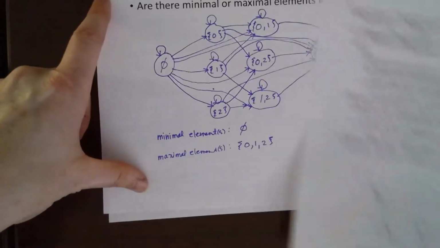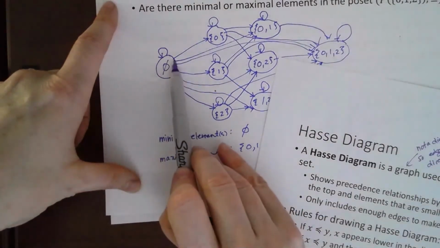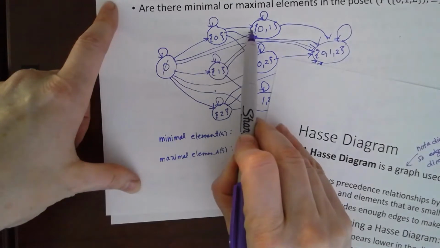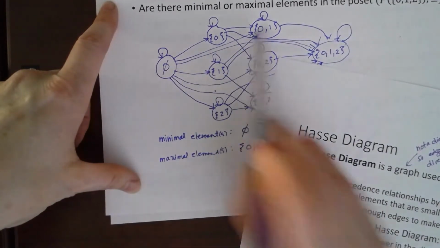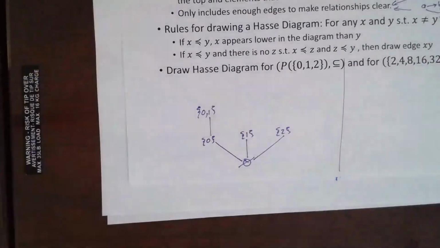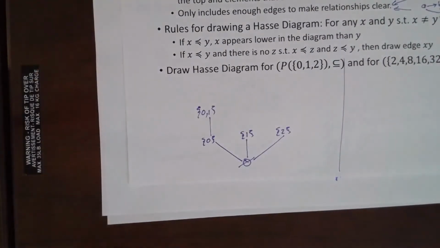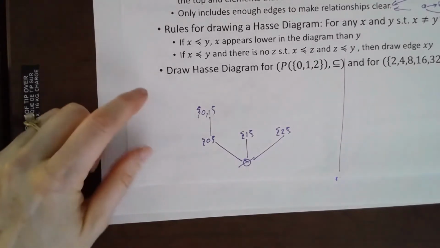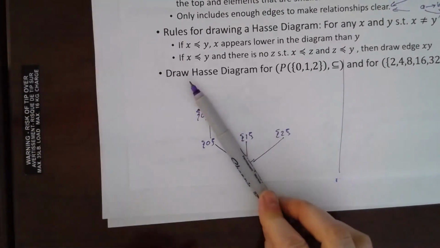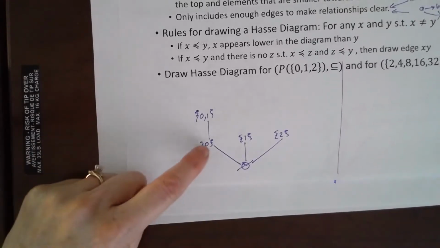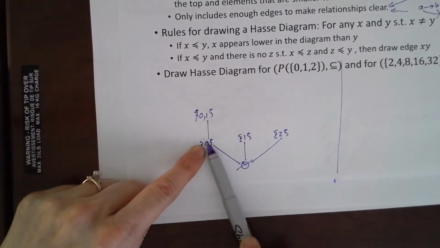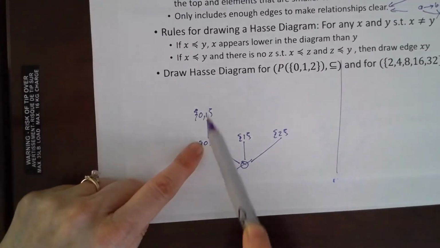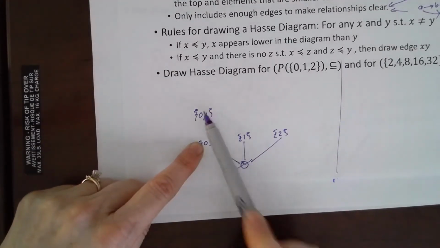And now in this diagram, notice I have this edge here from the empty set, because the empty set is a subset of the set containing 0, 1. But in my Hasse diagram, the only way I'm going to put an edge is if there isn't anything in between there that I could get by transitivity. So if I put this edge in here, well, there does exist a z, this one, where the empty set is related to the set containing 0, and the set containing 0 is related to the set containing 0 and 1.